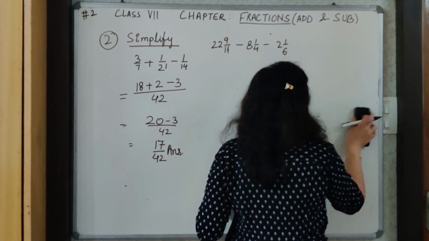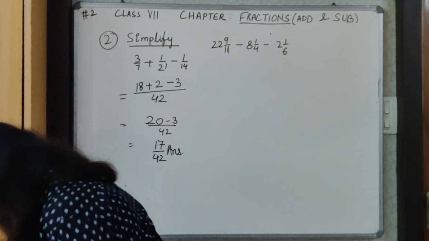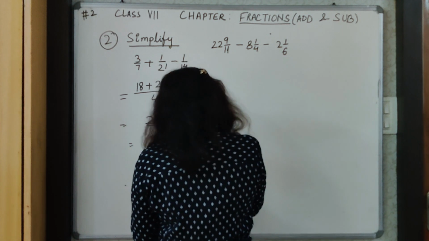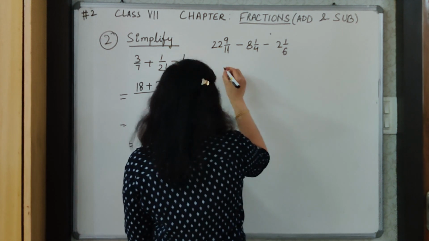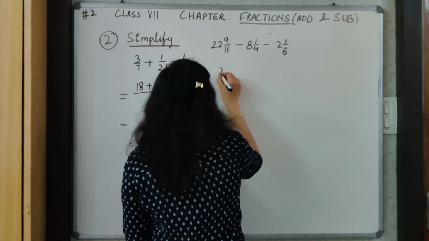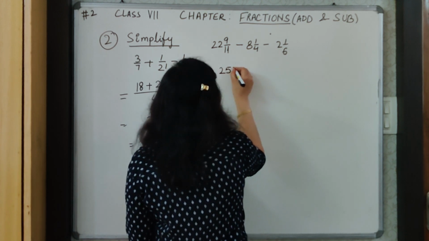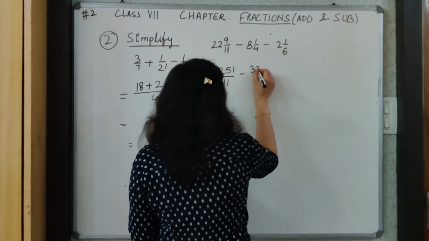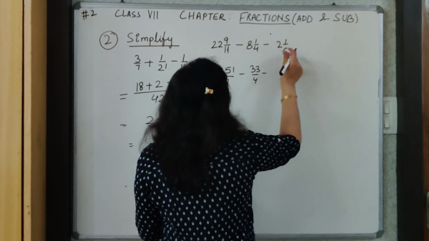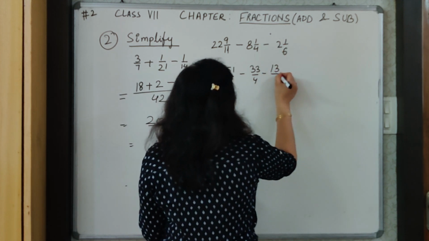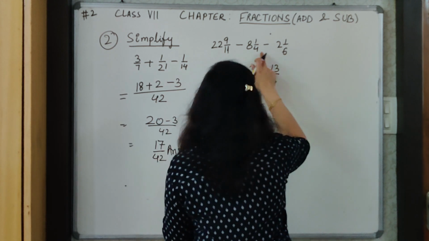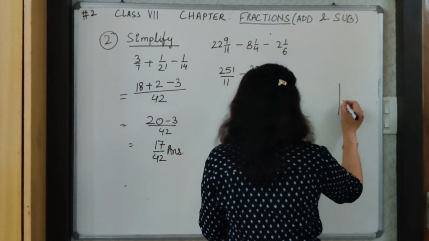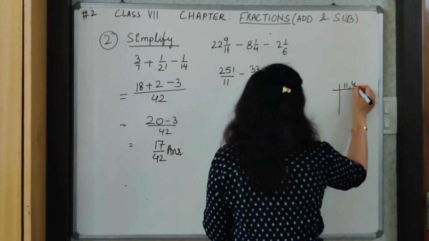First step is to convert it into improper fractions. 22 into 11 is 242 plus 9 gives me 251 upon 11, minus 8 4s are 32 plus 1, 33 upon 4, minus 6 2s are 12 and 1, 13 upon 6. So there are two minus signs in this question. Now we will find out the LCM of 11, 4 and 6.